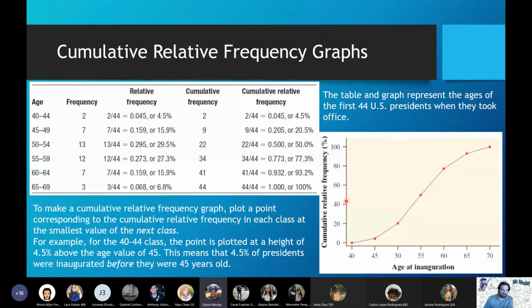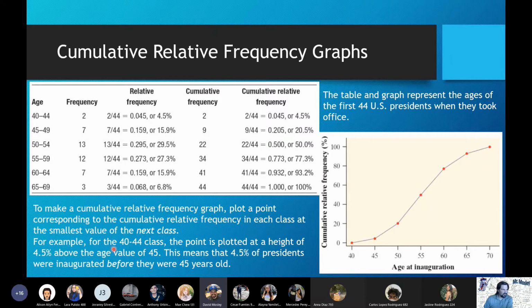So then we move to the graph. And this is one of those curves that I was talking about. It's not a straight line. Most of the time it's going to be slightly curved and might curve in more than one direction. That's okay. To make a cumulative relative frequency graph, we need to plot a point corresponding to the cumulative relative frequency in each class at the smallest value of the next class.